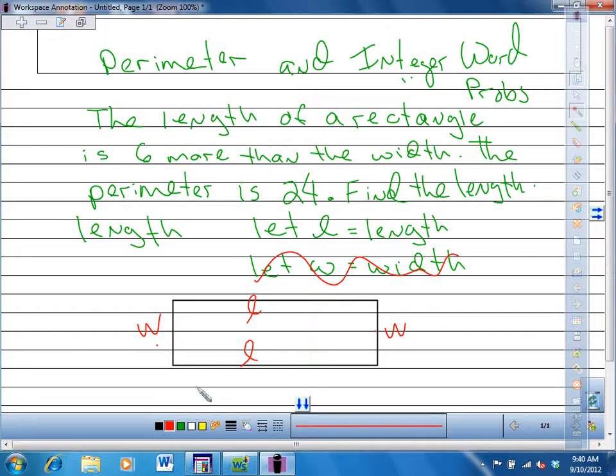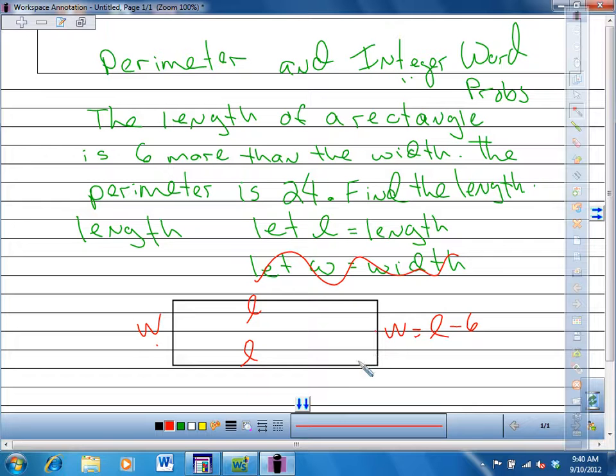Now if the length is 6 more than the width, okay, here's where it gets a little bit tricky. If the length is 6 more than the width, how could I express the width with just L's if it's 6 more? Very nice. Good. Does everyone hear what Lydia said? She said L minus 6. You understand why? So this is equal to L minus 6. Because this is 6 more than that.